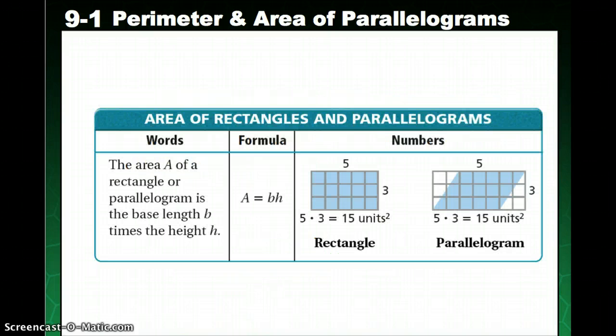In your notes, copy the area of parallelograms, which is on page 435 in your textbook. Remember that the base and height of a rectangle are the same as its length and width and can also be written as area equals length times width.